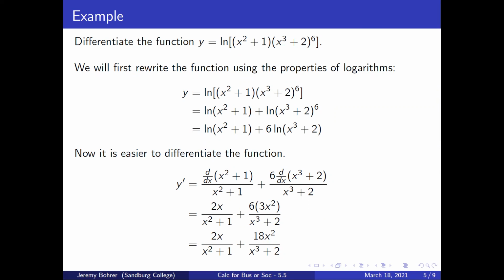Now it is easier to differentiate the function. Y prime equals the derivative of x squared plus 1 over x squared plus 1 plus 6 times the derivative of x cubed plus 2 over x cubed plus 2, which is equal to 2x over x squared plus 1 plus 6 times 3x squared over x cubed plus 2, which is 2x over x squared plus 1 plus 18x squared over x cubed plus 2.